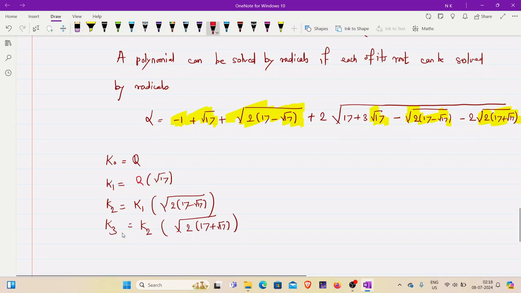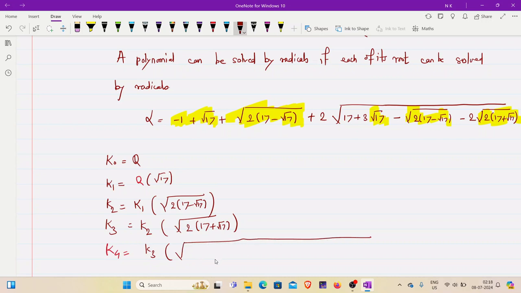So we can now finally form K4 by just attaching a complete square root of this, say 17 plus 3 root 17 minus 2 times square root of 2 times (17 minus root of 17) minus 2 times, say, square root of 2 times (17 plus square root of 17), right?